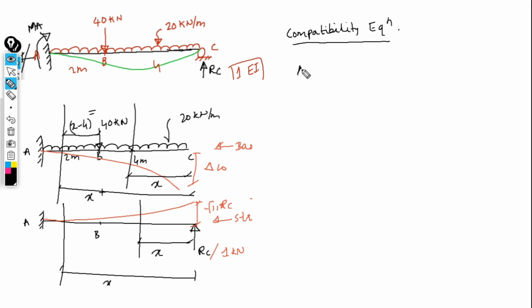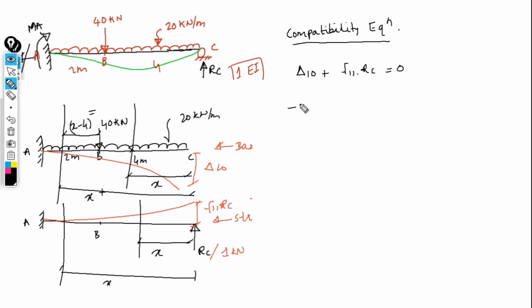After calculation of delta 10 and F11, we can write compatibility equation. Compatibility equation is delta 10 plus F11 RC equal to 0. So here 1 is replaced by RC. You see what is the meaning of this compatibility equation? Delta 10, which is downward deflection at C in the basic structure, plus upward deflection at C in this structure should be equal to 0, meaning the deflection at C should be equal to 0.